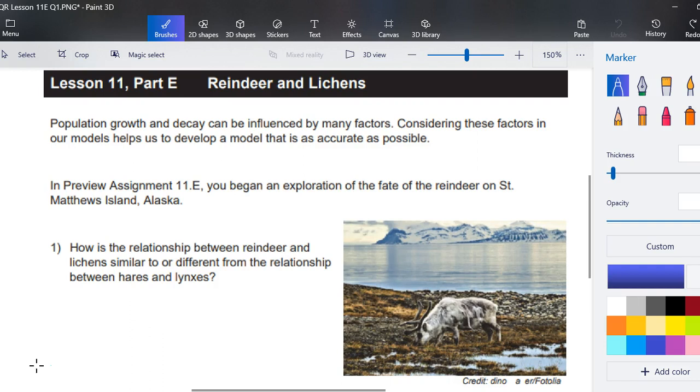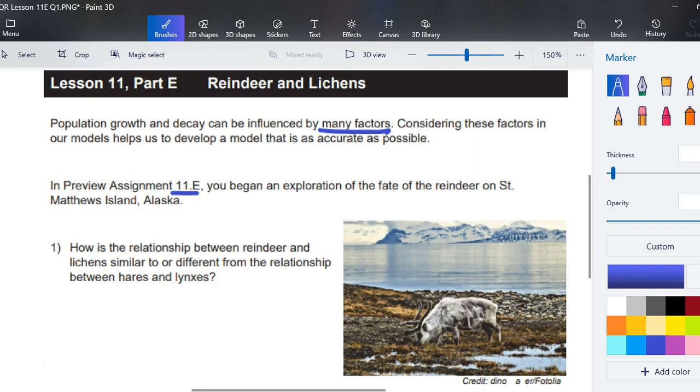Population growth and decay can be influenced by many factors. Considering these factors in our models helps us to develop a model that is as accurate as possible. In preview assignment 11E, you began an exploration of the fate of the reindeer on St. Matthews Island, Alaska.